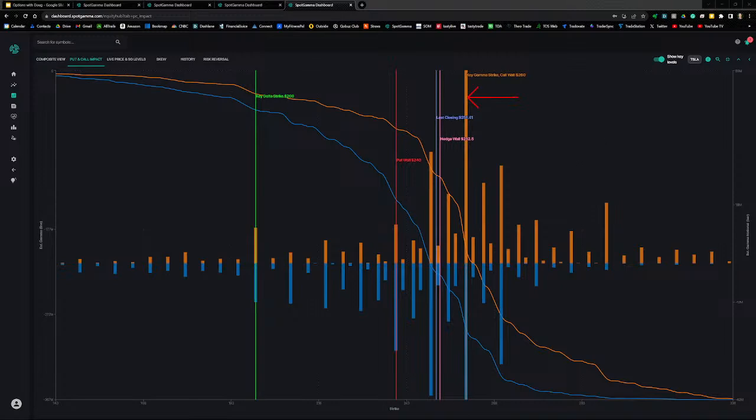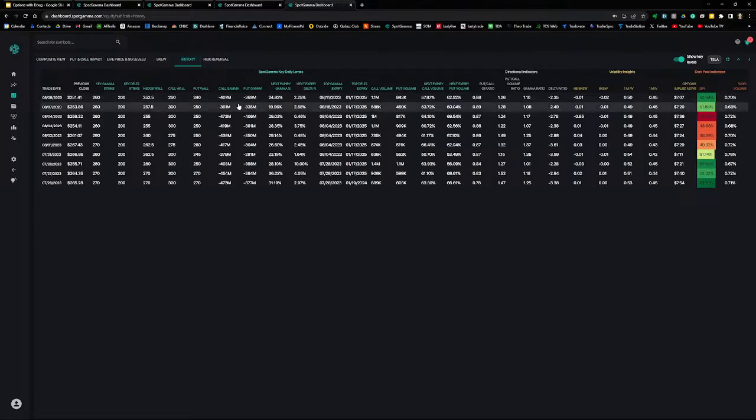And let's take a look at one other thing here. Let's go to history and see how the levels have shifted today. So first of all, the call wall shifted significantly lower from 300 to 260. All right, so that is bearish. And then also the put wall shifted lower from 250 to 240, also bearish, but I would interpret this shift lower in the call wall as more bearish.